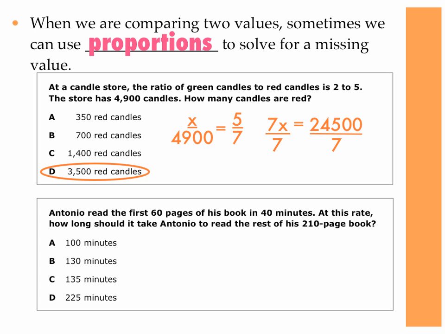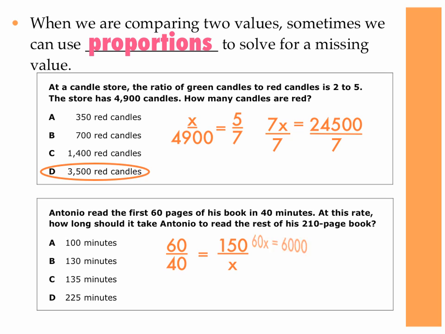We have to be really, really careful, though, with the next piece of information. At this rate, how long should it take Antonio to read the rest of his 210-page book? He does not have 210 pages left to read because he's already read 60 of them. So 210 minus 60 is going to be 150. So I say 60 pages over 40 minutes, that's how fast he read the first 60 pages, equals 150, which is how many pages he has left to read, over x, which would be the amount of time it takes him to read those pages.